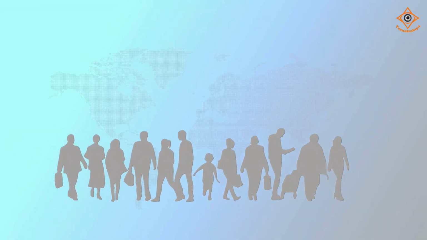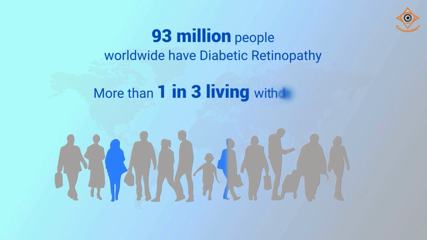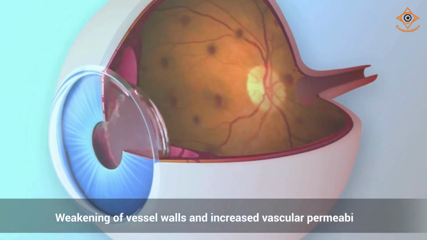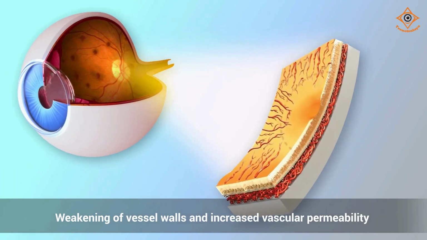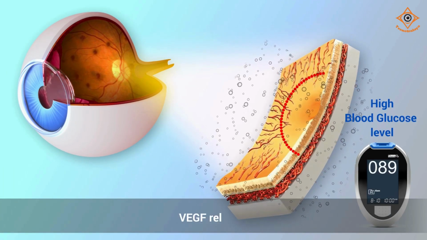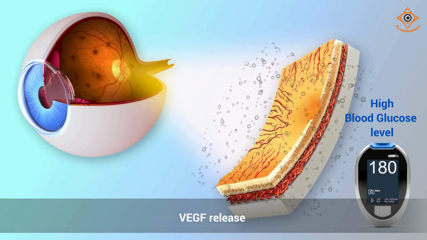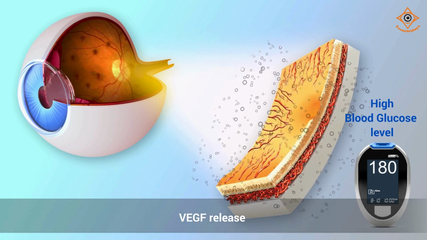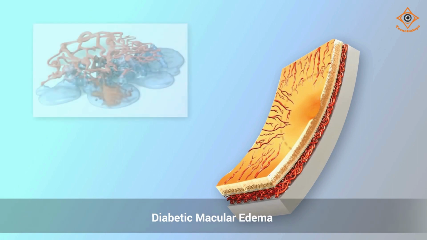It is estimated that approximately 93 million people worldwide have diabetic retinopathy, and more than 1 in 3 people living with diabetes will develop retinopathy over their lifetime. Macular edema is the result of weakening of vessel walls and increased vascular permeability. Retinal blood vessels becoming weak or blocked results in abnormally high release of vascular endothelial growth factor (VEGF), which weakens the vessel wall, and blood vessels become leaky.